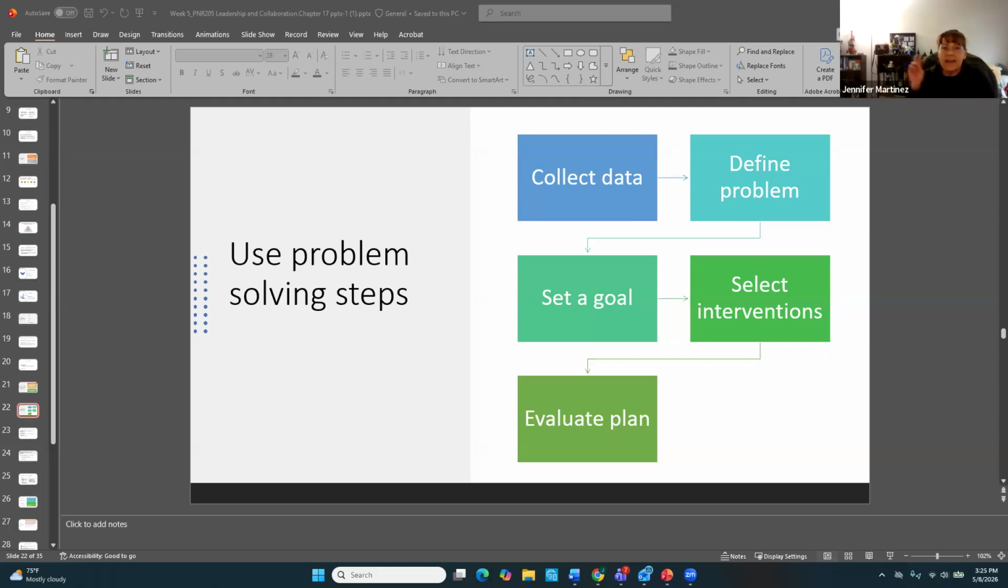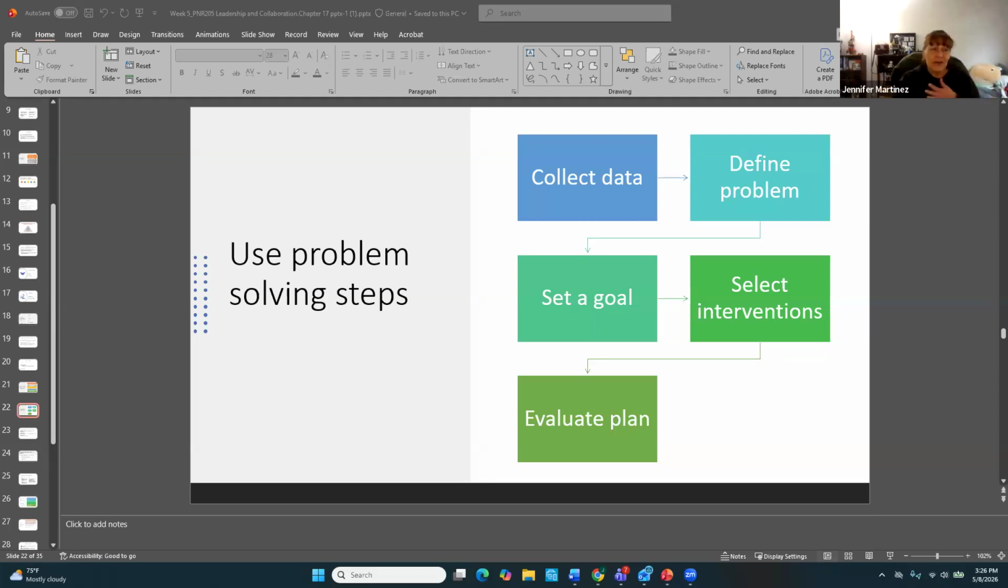So if you have two CNAs that are arguing, or two residents that are arguing, because that can happen too, you want to separate the people from the problem. Take the two CNAs or two residents, separate them, and talk to them individually. We know that there's two sides to every story, and we want to get both sides. Make sure you're listening, and gather all those facts.